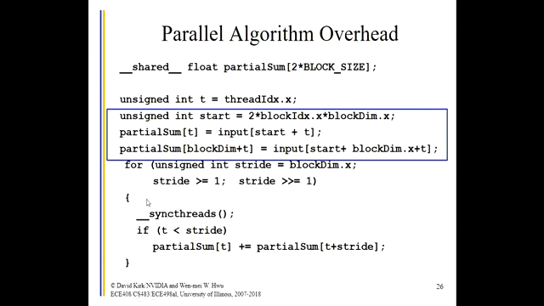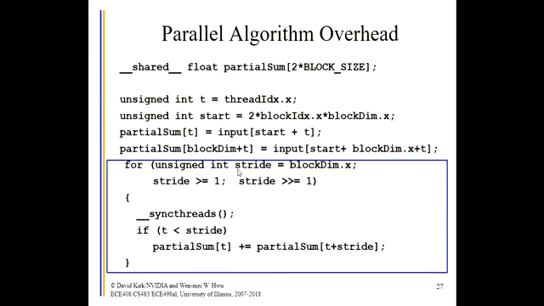Now, if we go down to the iterations, remember in the sequential algorithm, we just increment the pointer and then access the next input element. But here, we need to halve the stride value by shifting the value to the right by 1. And then we need to do sync threads.